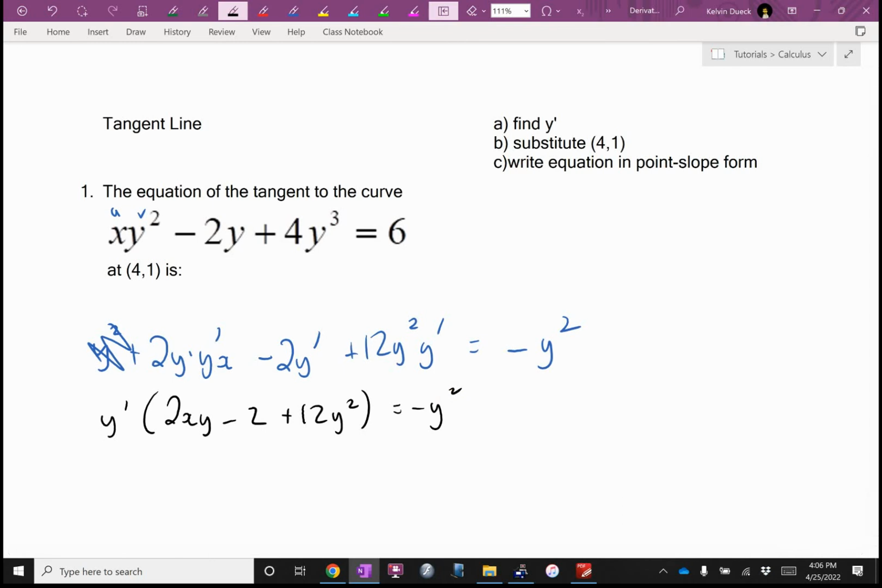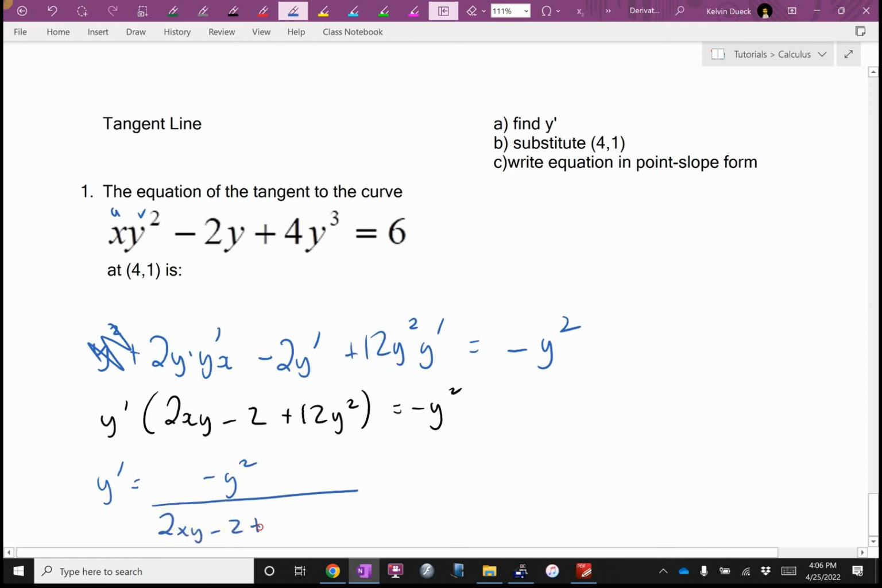Final step. How will I get the y prime by itself? Yep. That's assuming I haven't made these silly mistakes, but you caught the 6, so thank you. Step for finding a tangent line, find y prime. Have we done that? Yeah.